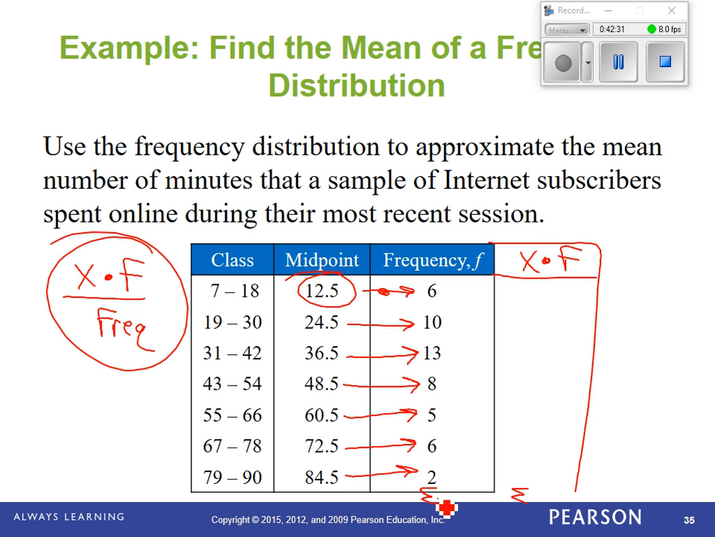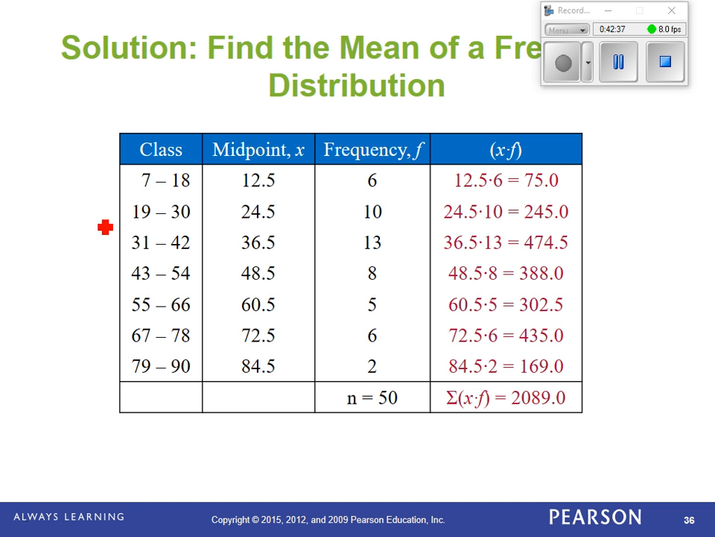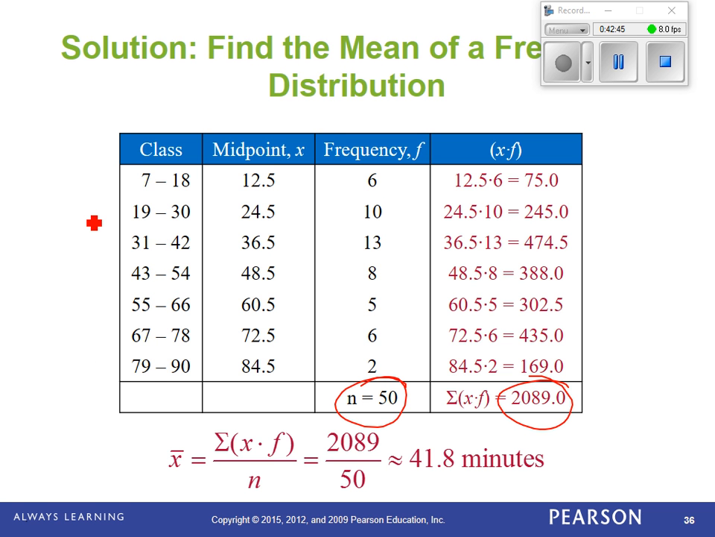Whatever we get down here, that's what we divide. And this is going to show us how to do that. There it shows you the X times F column. We've got a total of 50 here, and a total of 2,089 there. Then we divide those two, and the mean, the X bar of this sample, ends up being about 41.8 minutes. Whatever this dealt with, I didn't read the original problem, it's something dealing with minutes. The mean is about 42 minutes. Maybe it's driving time for people to get to work or something like that.